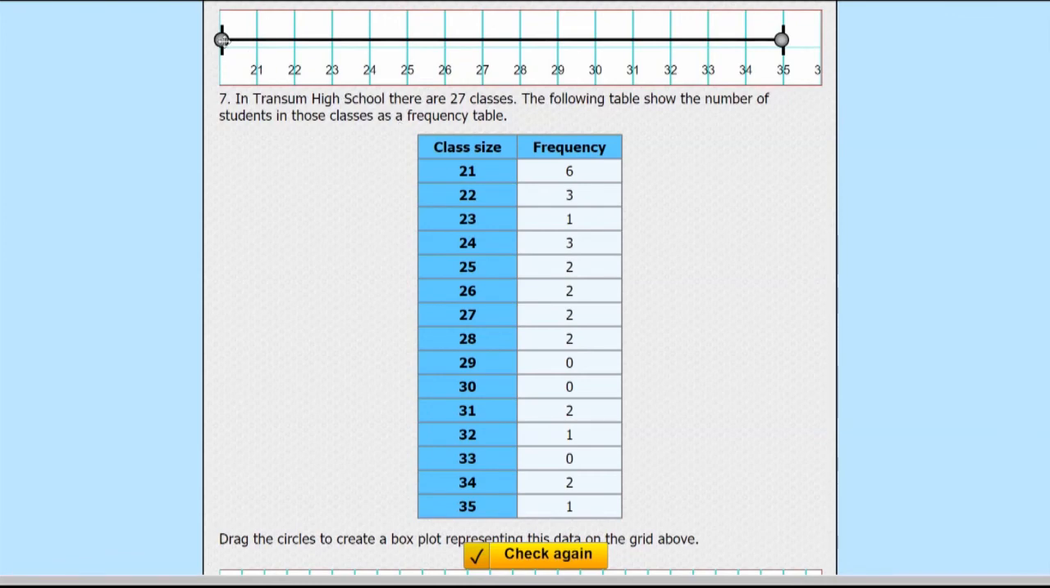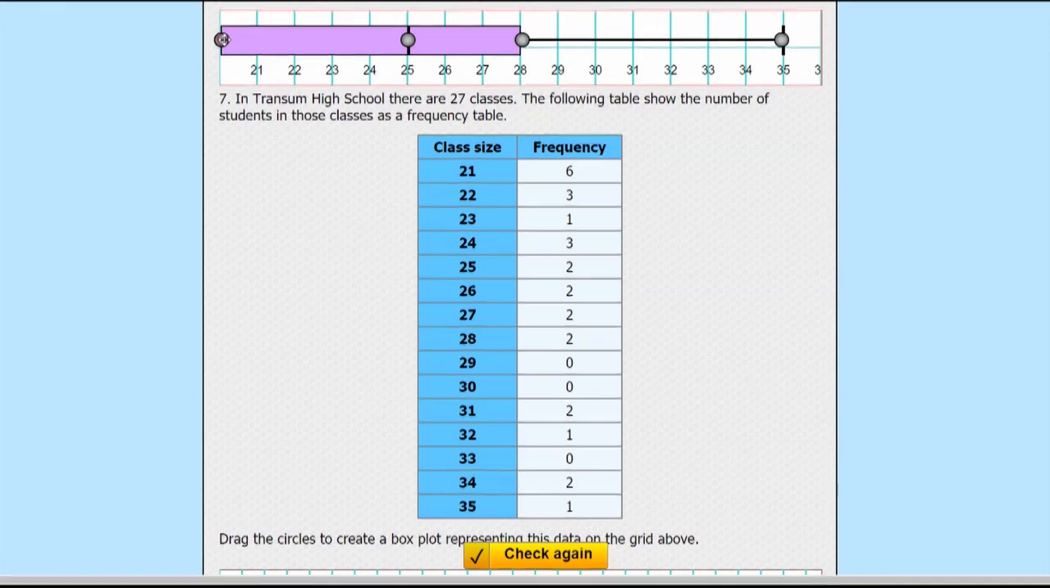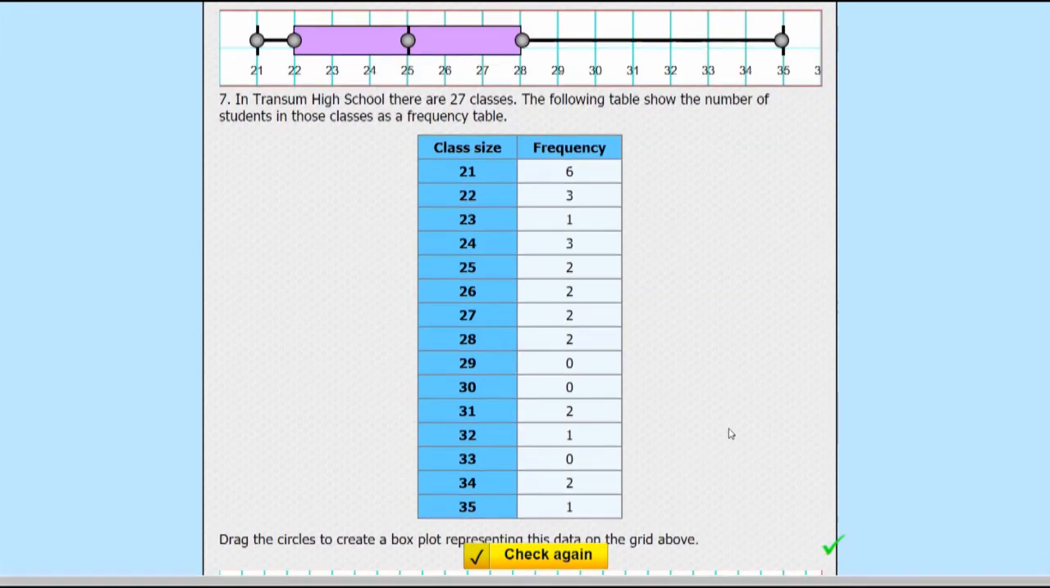So we can now plot the upper quartile, 28. Then 25 was the median. 22 was the lower quartile. And the minimum was 21. And it looks like we've got that right.